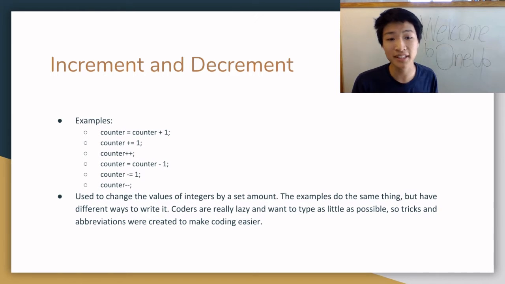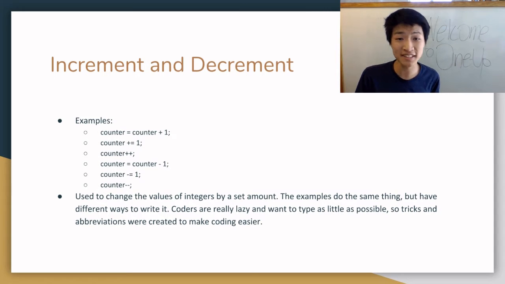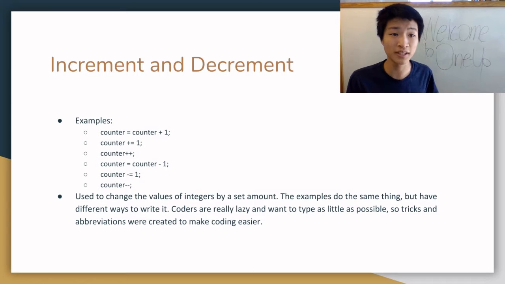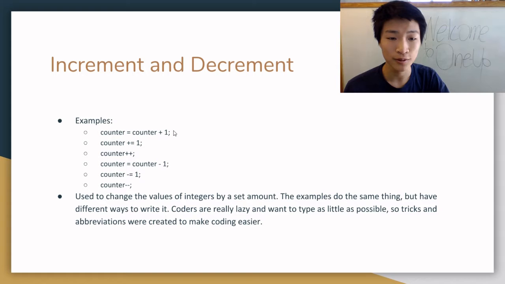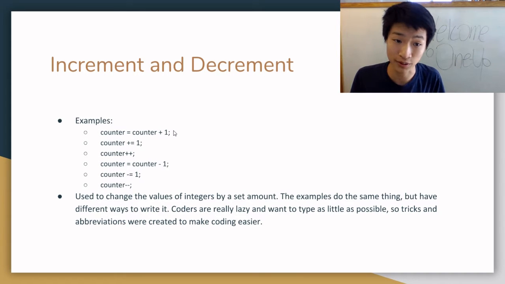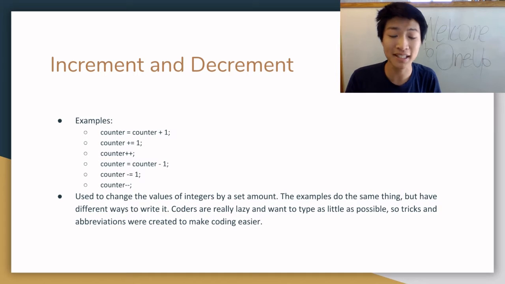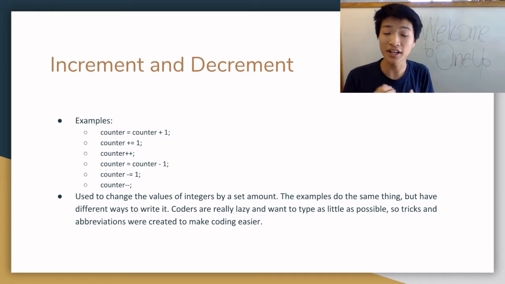Okay, increment and decrement. All that means is increase by 1 and decrease by 1. Now, why do we have this? It's because a lot of the time in coding, we will be counting. We will be adding things by 1 and decreasing by 1. And there's 3 ways to do that. The 3 easiest ways to do that. What we have shown you in the past is counter equals counter plus 1, right? Counter plus equals 1. And there's another one.